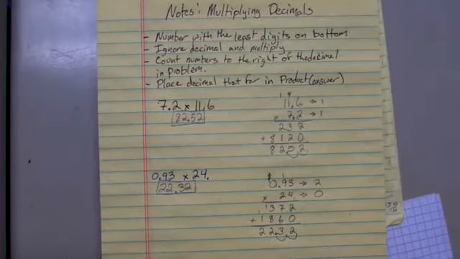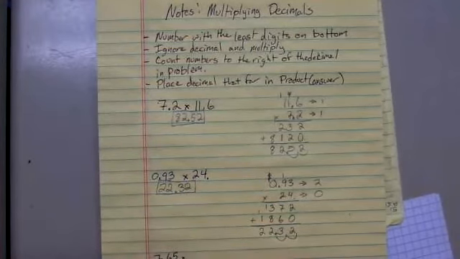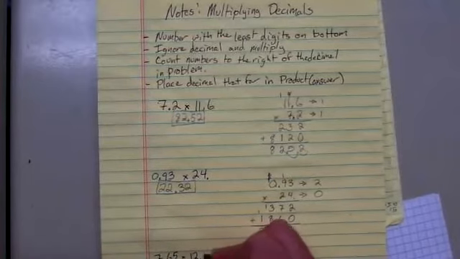And let's do one more example, just because it'd be fun. And there's another possible scenario we could run into. So we're going to do 7.65 times 12.4.